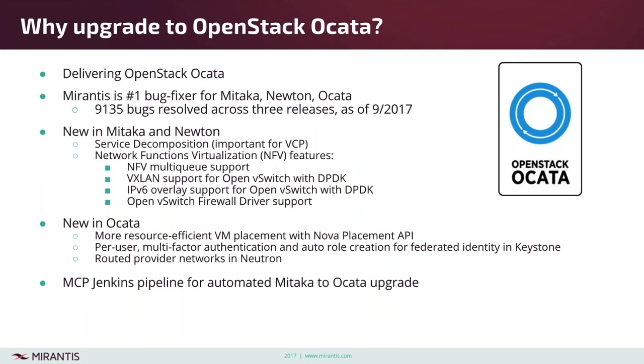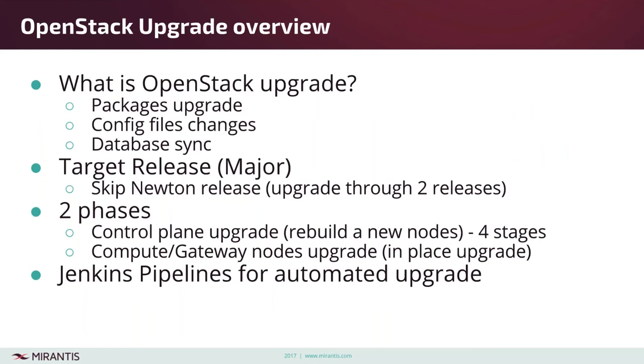The way that we're going to be doing that is through a Jenkins pipeline where we've automated that upgrade process. So let's talk a little bit about what an OpenStack upgrade actually is and what it requires. So really what it is you're upgrading packages. You may very likely need to update config files as options and primitives have changed between releases, especially if we're jumping 2 releases. And you'll need to sync the database schemas for each OpenStack service.